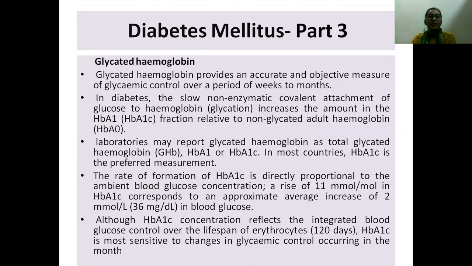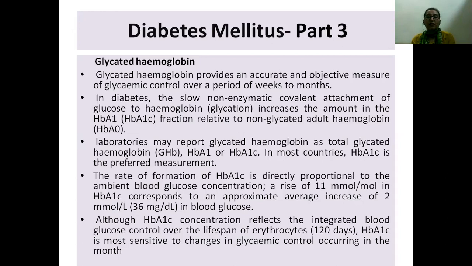Now, next is glycated hemoglobin. It's a very important test, and it is very common nowadays. Glycated hemoglobin provides an accurate and objective measurement of glycemic control over a period of weeks to months. So with the level of glycated hemoglobin, we can know about glycemic control over periods of weeks to months. In diabetes, the slow non-enzymatic covalent attachment of glucose to hemoglobin is called glycation. That's why it is called glycated hemoglobin.